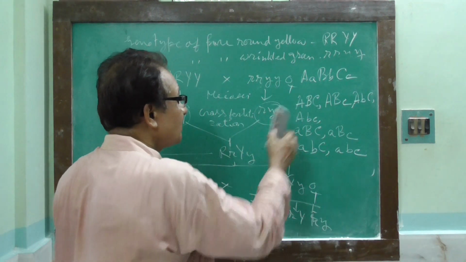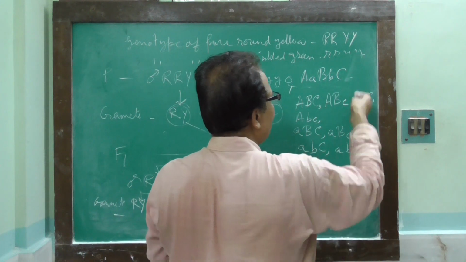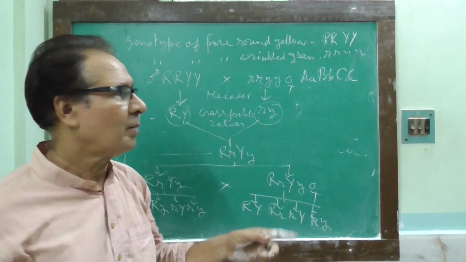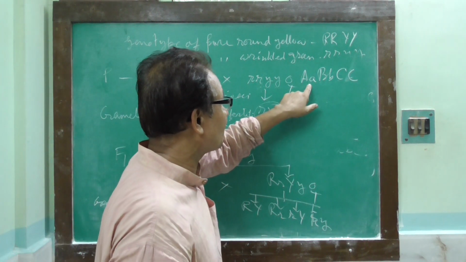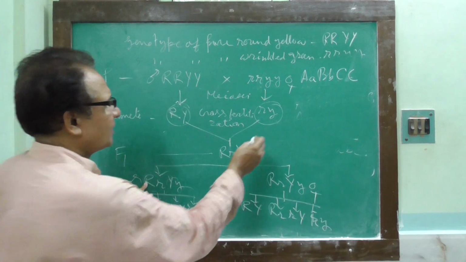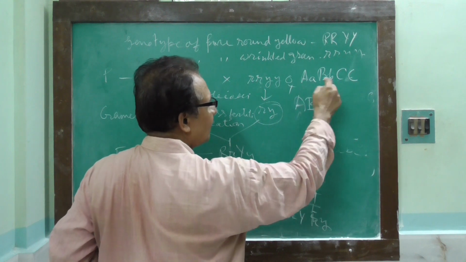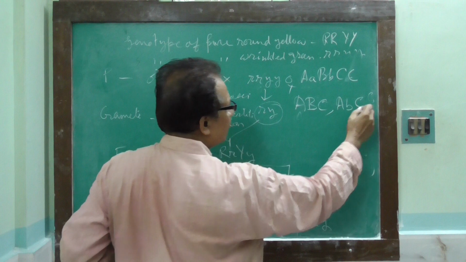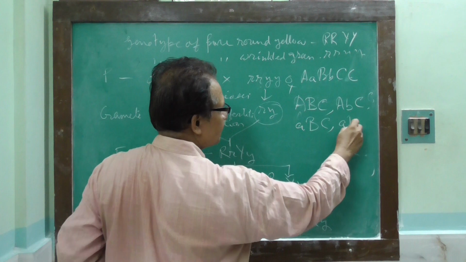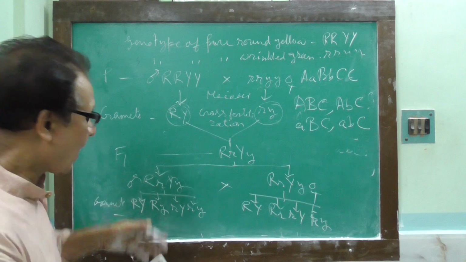Suppose you are given capital A, small a, capital B, and then capital C, capital C. Well, how many types of gametes should be formed? The answer is 4, because here the number of contrasting pairs is 2, so 2 to the power 2. Here you follow the same rule. Capital A, capital B, and place the C. Capital A, small b, then small a, capital B, small a, small b, capital C. Completed. Okay?